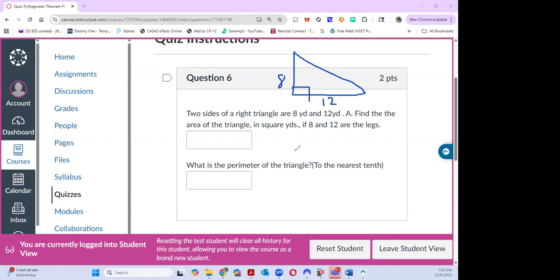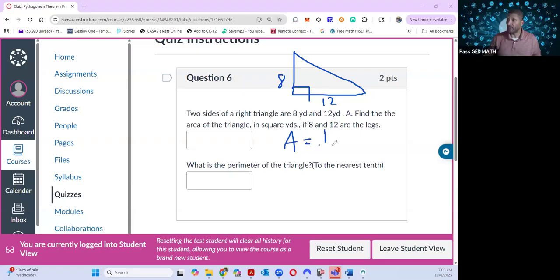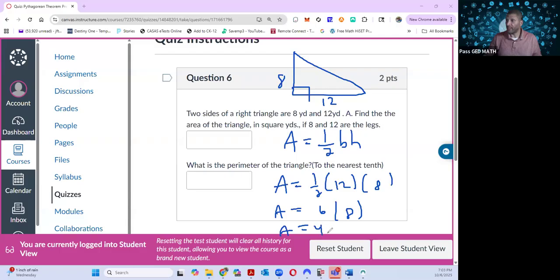Go to your formula sheet. Area, 1/2 base times height. Area, 1/2 12 times 8. Area equals 6 times 8. Area equals 48. Since area is always squared, it's yards squared. So my area is 48 yards squared.